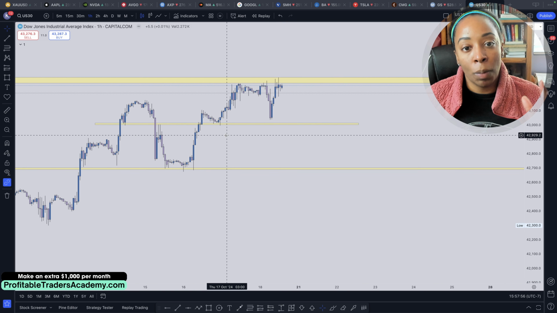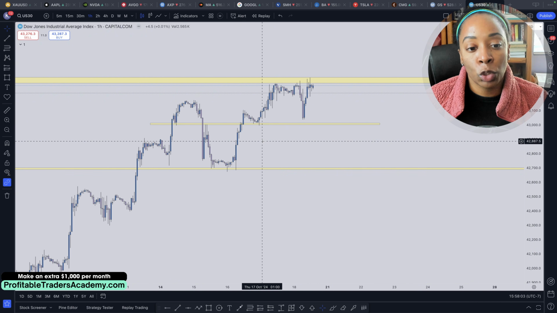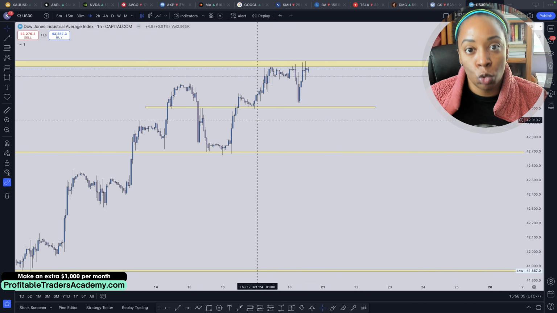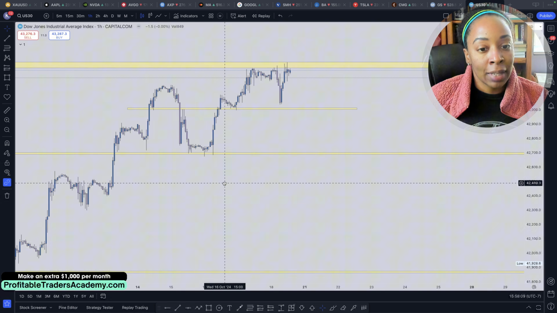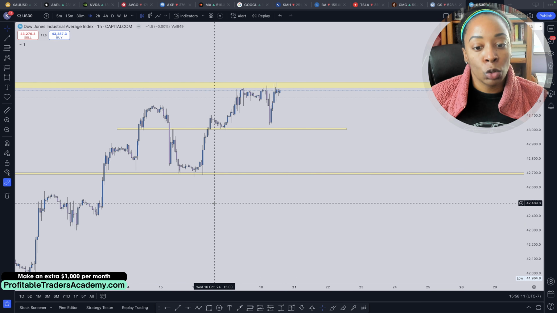But I want to point that out mainly because I saw that when we were going down in time frames, and I wanted to make sure you understood that when you start to draw these levels for yourself. So this is now looking good.